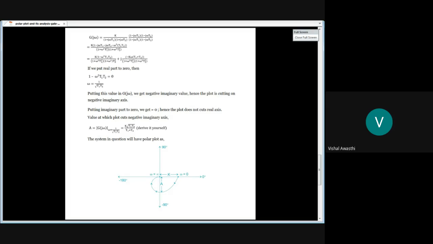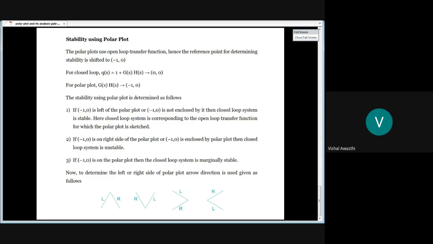In this question, now you have the separation of your real as well as imaginary, magnitude as well as phase, and how to calculate the cutting point magnitude and its angle. Now the final one is its stability. So how to find out the stability using polar plot.